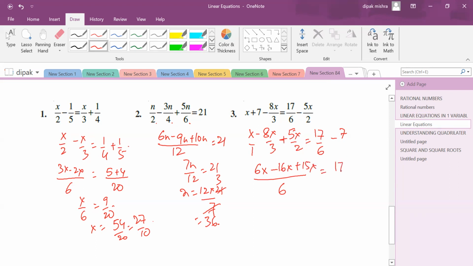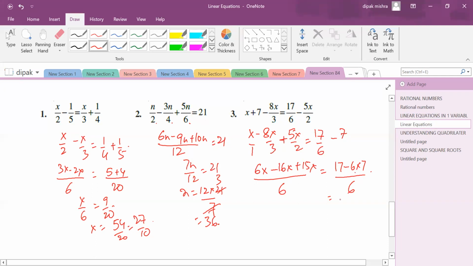So it will be 17 minus 6 into 7 divided by 6, if you want to do a little bit faster here. So 17 minus 42 is minus 25 over 6. That is equal to 6x plus 15x is 21x. 21x minus 16x is 5x.